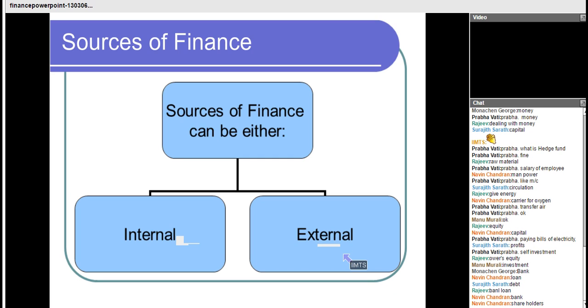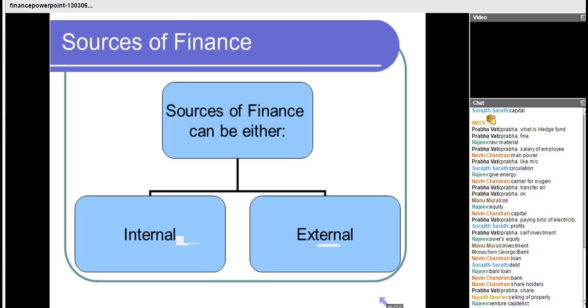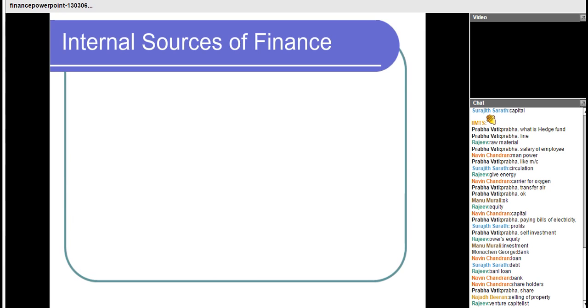Suppose the firm is not interested in taking the bank loan, what options are available? Naveen is saying shareholders. The right answer is shares. That has been given by Prabhavati. Selling of property, Nazar, that is done under very dire circumstances, not on a regular basis. Venture capitalist. Okay. In simple terms we can say a firm can raise funds by issuing shares. It can raise its capital by issuing the shares. That is an external source of funding.